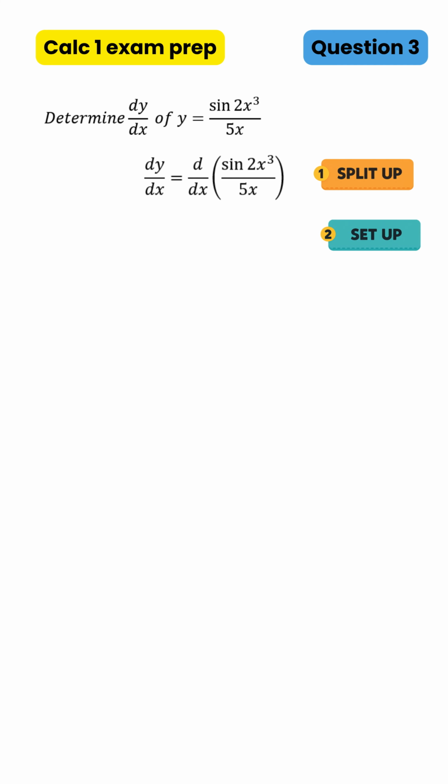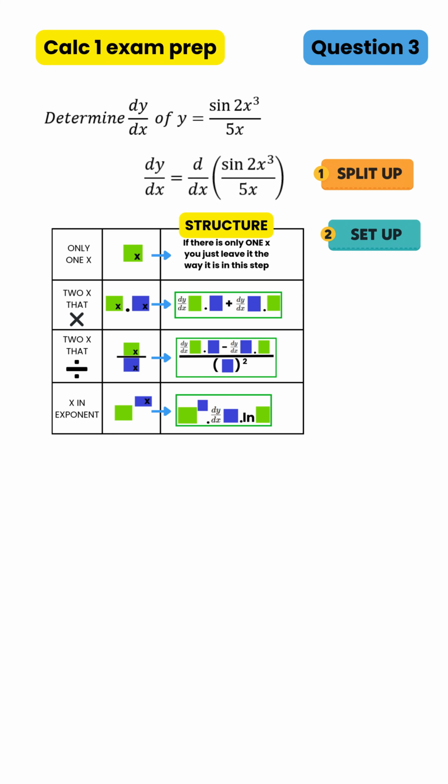Step 2, set up. Use the table to build the structure. Remember, we're not differentiating yet. We're just setting up the structure for differentiation. We can see we have two parts with an x in a division, so we use the quotient structure.